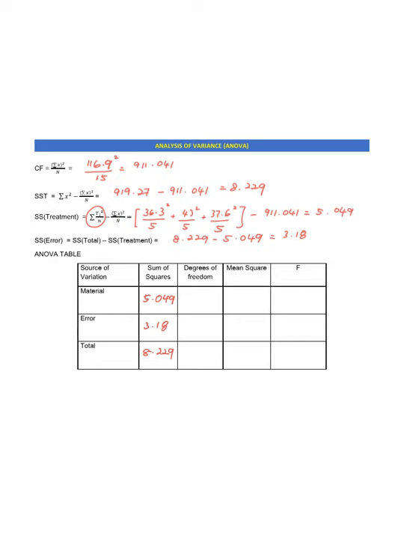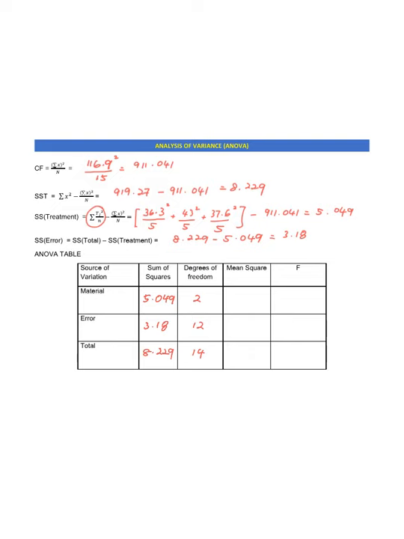Okay, now degrees of freedom. Okay, so treatment tadi kita ada 3, so 3 minus 1, K minus 1, we have 2. Okay, untuk error pula, formula untuk error adalah capital N minus K. So capital N tadi kita ada 15 tolak 3, kita ada 12. So untuk total degrees of freedom total is 14 lah, ataupun kita akan dapat 14 ni daripada formula capital N minus 1.